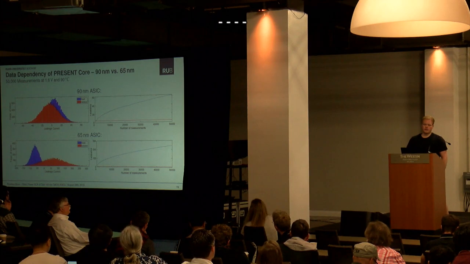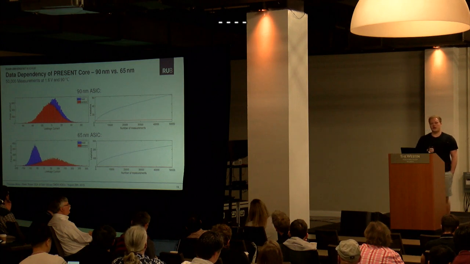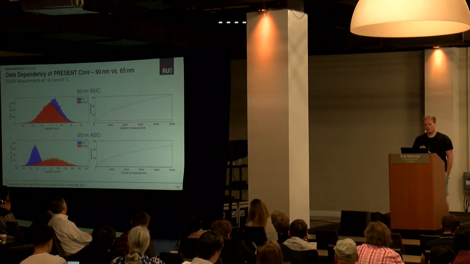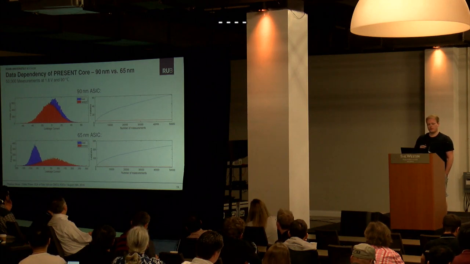And we chose a nibble serial PRESENT implementation. It's completely unprotected, and we have that on both chips. And then we take 50,000 measurements at 1.6 volts and 90 degrees.